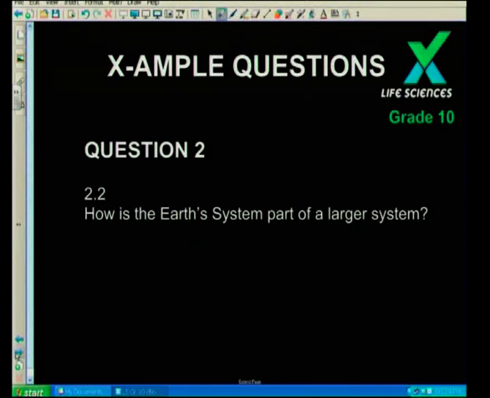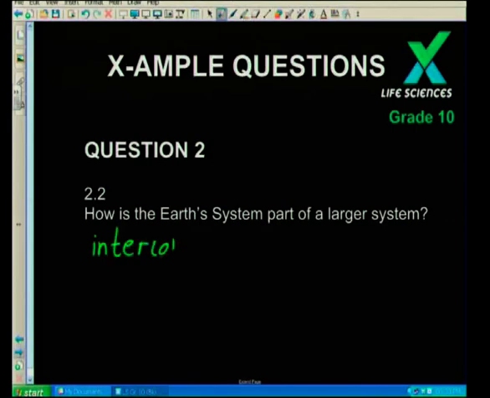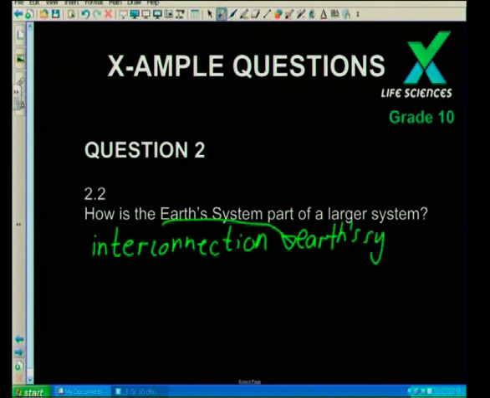Right, let's move on to the next short question. Okay, we have to move to the next page. All right. How is the Earth system part of a larger system? Now remember, everything on this Earth works together. All those things we mentioned in the previous question, the lithosphere, the hydrosphere, the atmosphere, all the living organisms interact together. All right, so we're going to say that there's an interconnection. That word is important. All right, interconnection between the Earth's system. So we're going to bring that word in, because I want to know how it forms part of the larger system, and that's how it forms part.